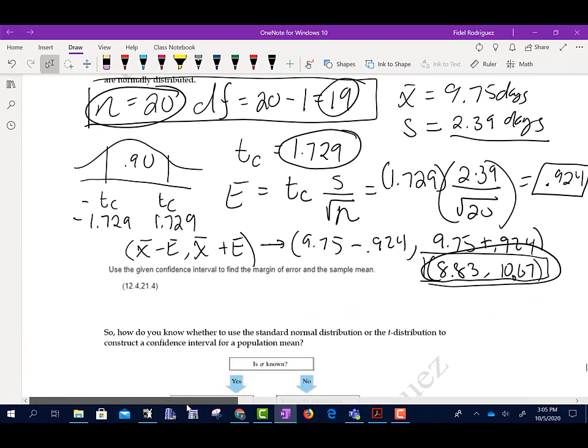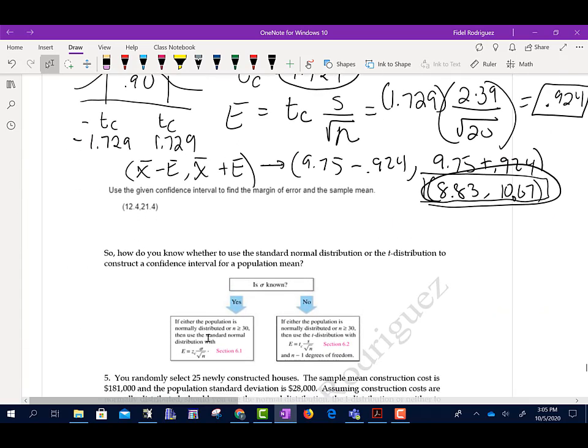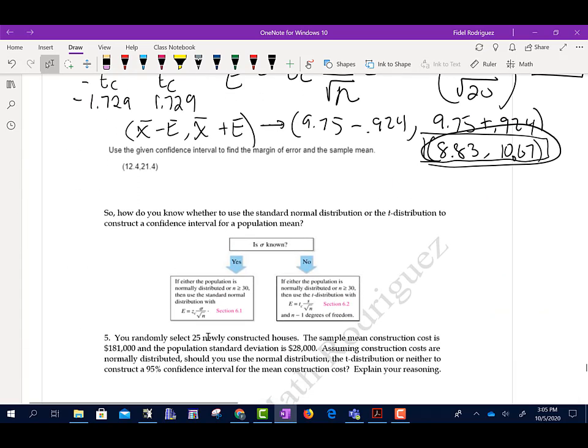All right. So now, it says, use the given confidence interval to find the margin of error and the sample mean. Okay, so we did a problem like this back in 6.1. So I want you to think about what we have here. Here I have 12.4, and here I have 21.4, and I'm looking for my X bar, right? It's going to be in the middle.